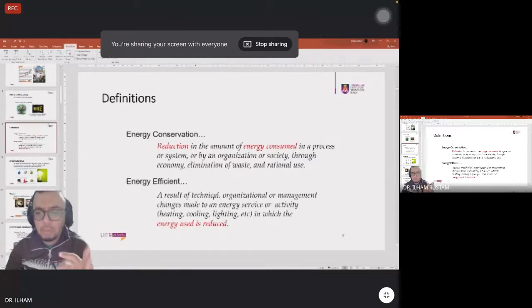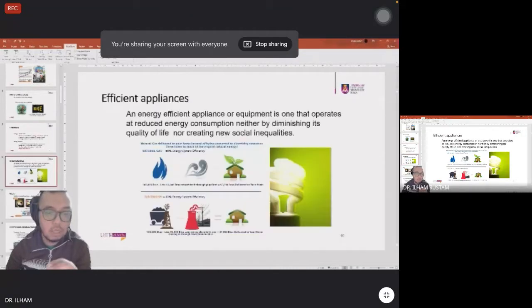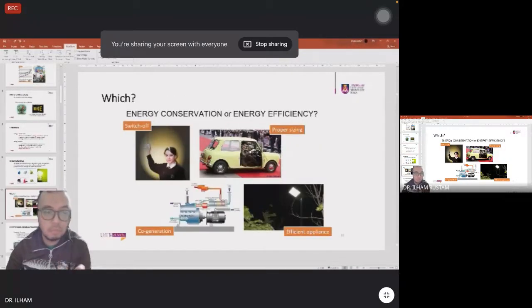So nampak macam tak ada beza kan? Tapi yang definition ni bukan saya yang bagi. Saya pun bagi saya memeningkan je tapi tak apa. Just kalau soalan tanya, tulis je balik. But the definition yang saya suka pakai macam ni. So apa beza? What is the difference between energy conservation and energy efficiency?